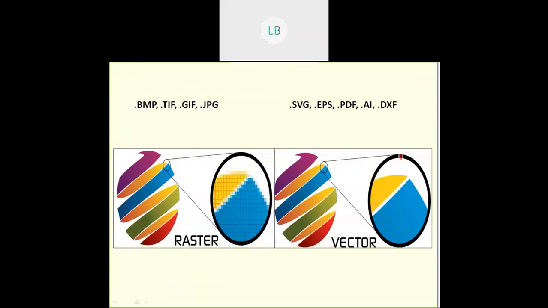Images with familiar formats like BMP, PNG, GIF, JPG are raster images. File formats for vector images are SVG, EPS, PDF, AI, DXF.